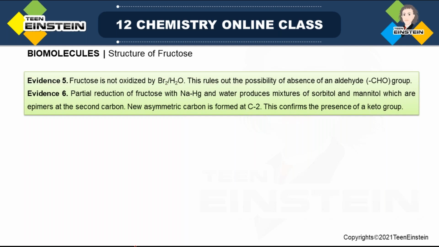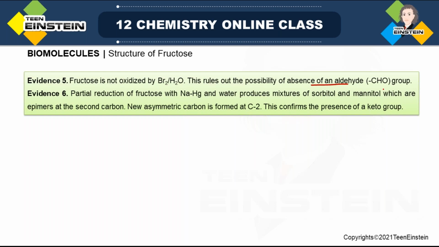Fructose is not oxidized by bromine water. Now you are seeing something which you have not seen in case of glucose. Because in glucose you have seen oxidation is possible with bromine water, which is not a very strong oxidizing agent, but still oxidation is possible. But in this case it is not possible. So now you will draw some conclusion which is unlike that of glucose. So this rules out the possibility of aldehyde groups.